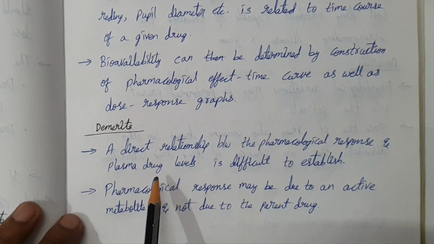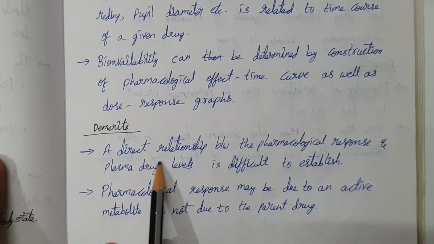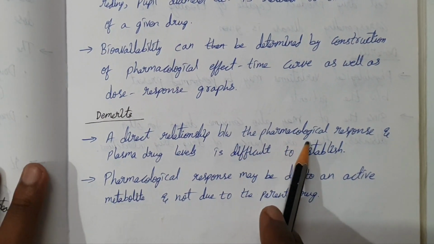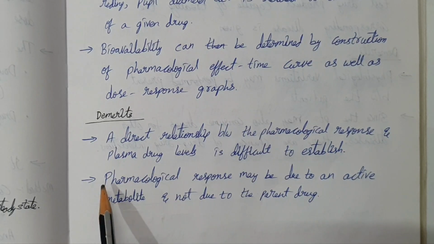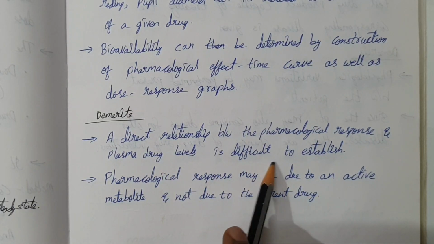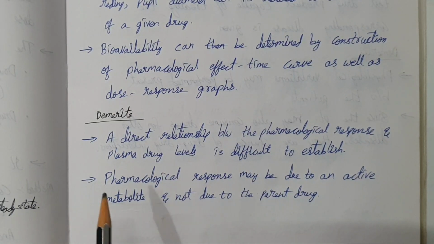Its demerits are that a direct relationship between the pharmacological response and plasma drug levels is difficult to establish, and the pharmacological response may be due to active metabolites, not due to the parent drug.